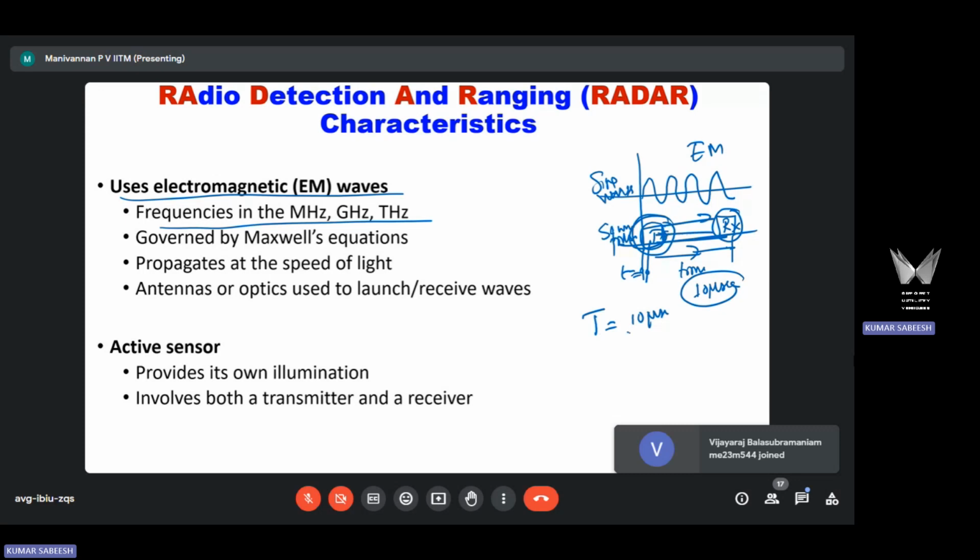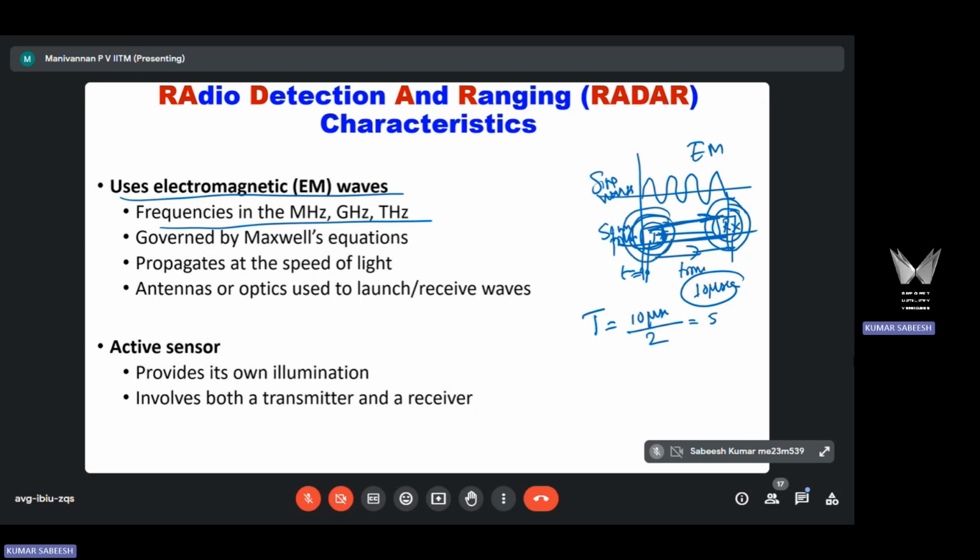Correct? The total time equals 10 microseconds for this wave to travel and be reflected back to the antenna. Now I divide this time by 2. Why? Because the total time of 10 covers the distance twice, so the time taken for just one-way travel is 10 divided by 2, that means 5 microseconds. My interest is to find out where this object is. This is my radar, transmitting at t equals 0, and the pulse went, hit, and came back. I want to find the distance.